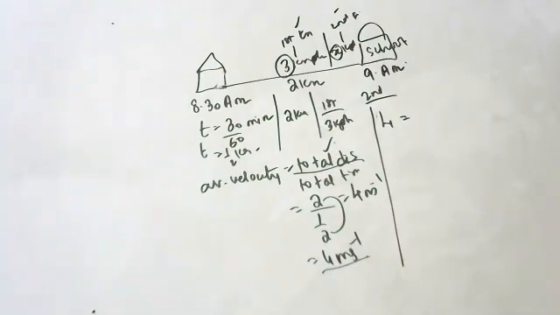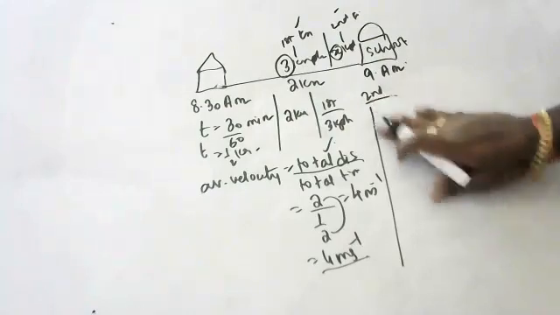Sir, what if we convert the 3 kilometers per hour to meters? What did you say? If we convert 3 kilometers per hour to meters per second. Okay, I will convert. Where I was calling you, why didn't you respond first of all? I was calling you for the sum.